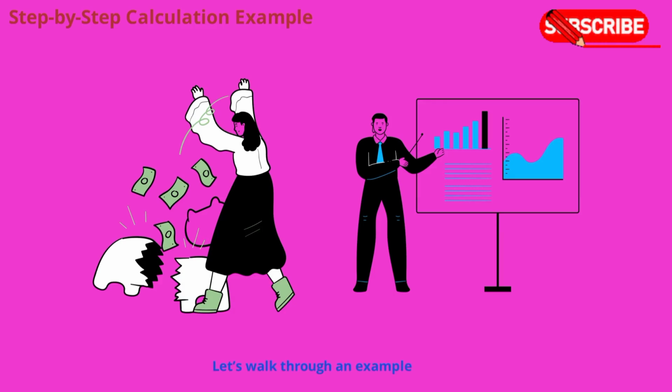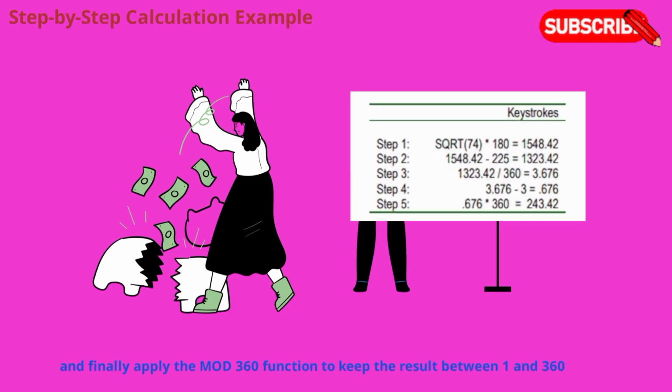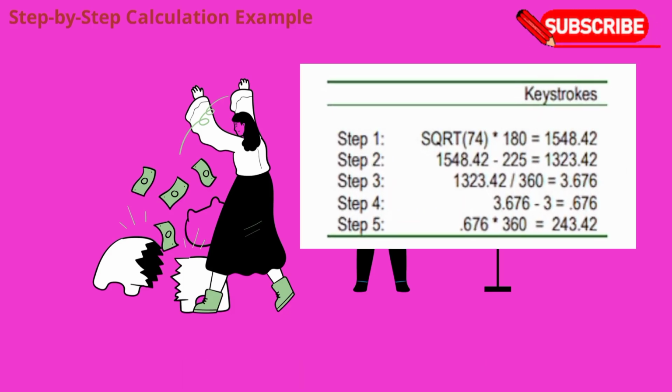Suppose you want to find the degree for the number 74. Using the formula, you first take the square root of 74, then multiply by 180, subtract 225, and finally apply the mod 360 function to keep the result between 1 and 360. The only tricky part is subtracting the whole number to the left of the decimal point before multiplying by 360. This ensures your answer fits within a single circle rotation, making it easy to interpret on a chart.